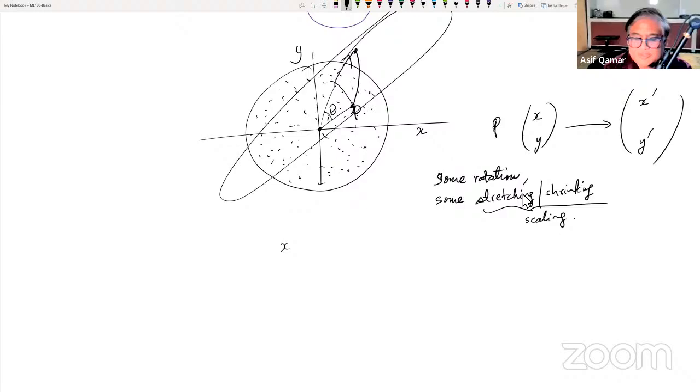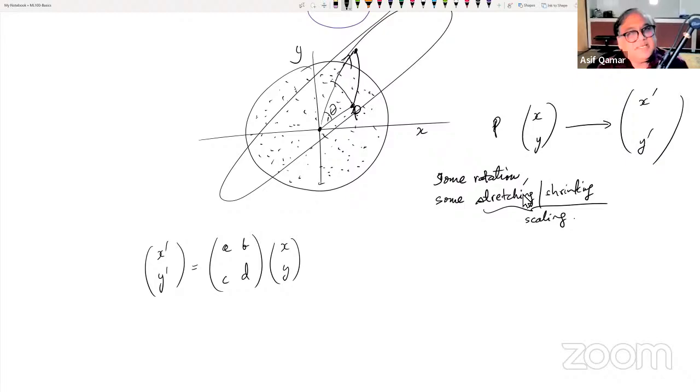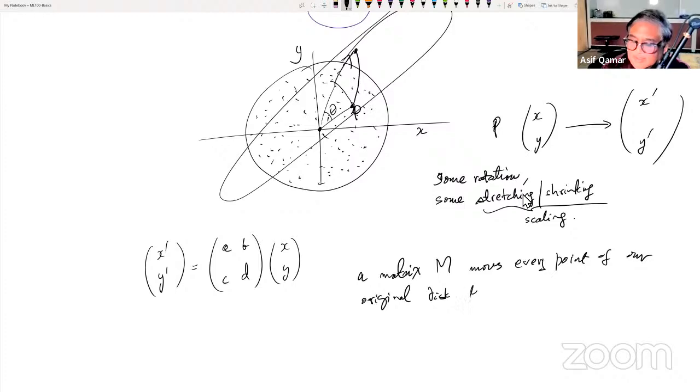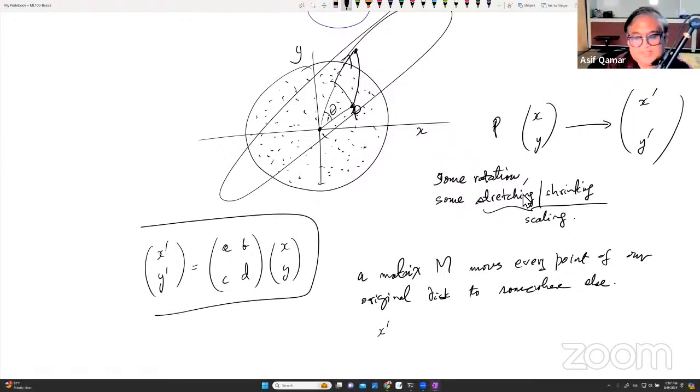It says that when x goes to x prime, y prime, you do that using a matrix A, B, C, D. If you ever multiply a vector, a point, by a matrix, and this is a mathematical construct, the matrix will move that point to some other place. Right? A matrix transforms a point to some other point. Intuitively, it moves that point from here to there, somewhere else. But when you apply the matrix to all of the points, and this is an important thing, a matrix M moves every point of our original disk to somewhere else, right? So every point here will go to X, like this relationship will go. This is the M matrix.